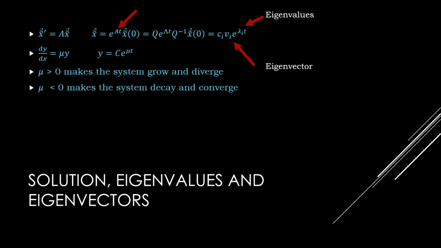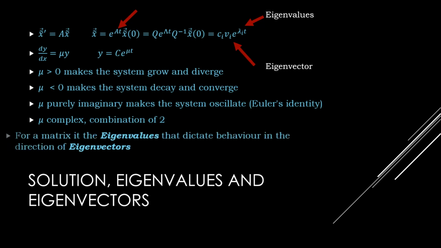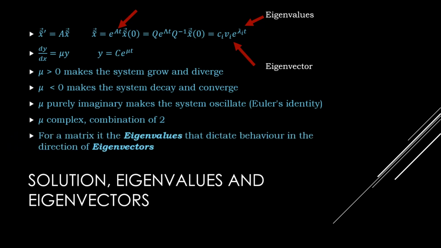If mu is negative, it makes the system decay and converge. If mu is purely imaginary, it makes the system oscillate. And if mu is complex, it does a combination of oscillation, and depending on whether the real part is positive or negative, it would grow or decay. Now, if you have a matrix, it just means that the eigenvalues dictate the behavior, and eigenvectors dictate the direction in which they do that.